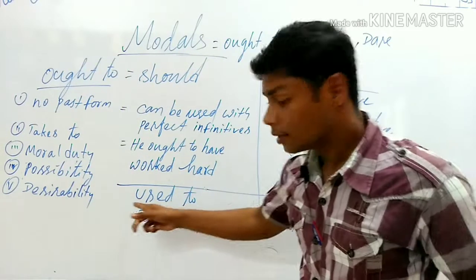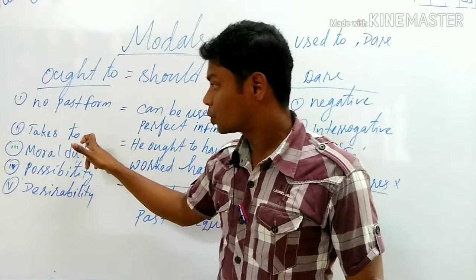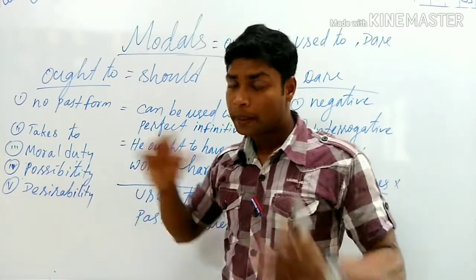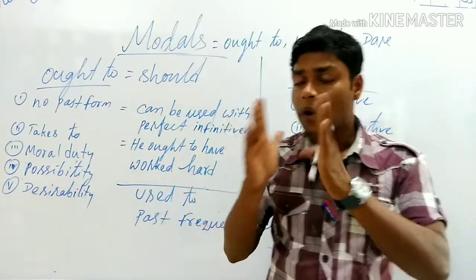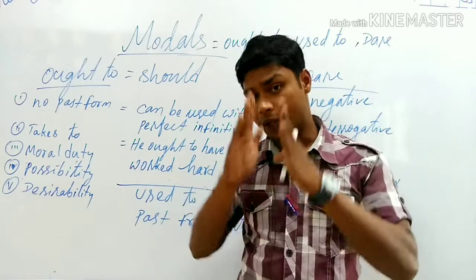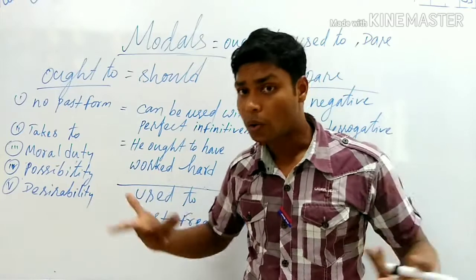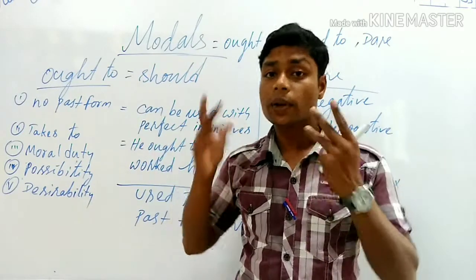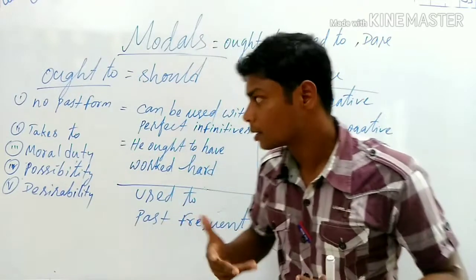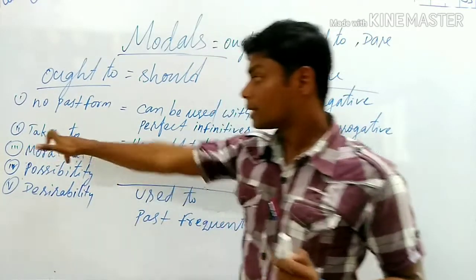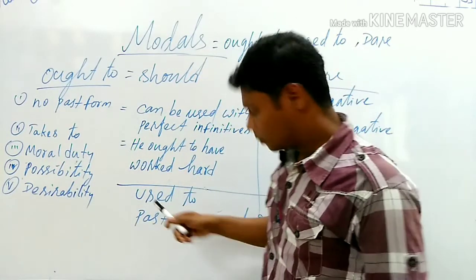Then let us study what is used to. One more thing, ought always takes to. It is followed by to. They both go hand in hand. We cannot form a sentence only with single ought. No, we need to add to after ought. Thus we say ought to, not ought. I ought to study this. I ought to respect them. I ought to help my elders. So ought always takes to. Remember. Then comes used. What is used to?